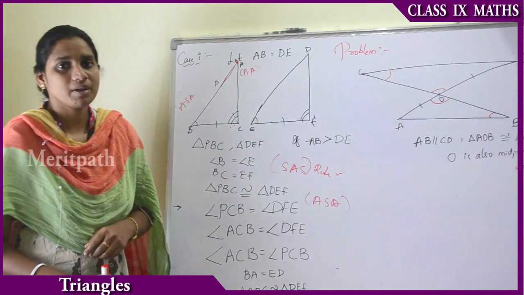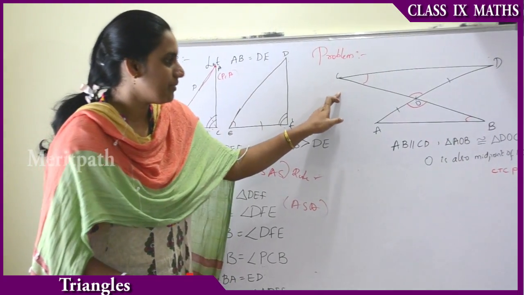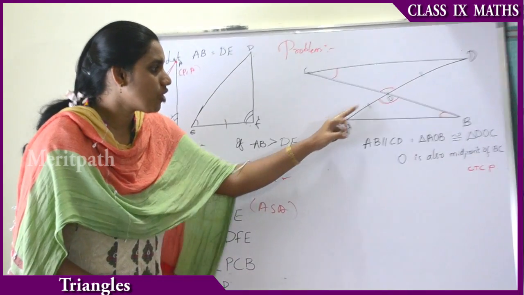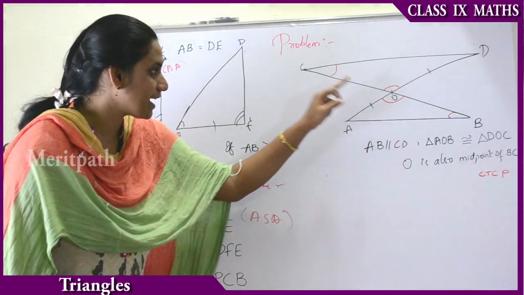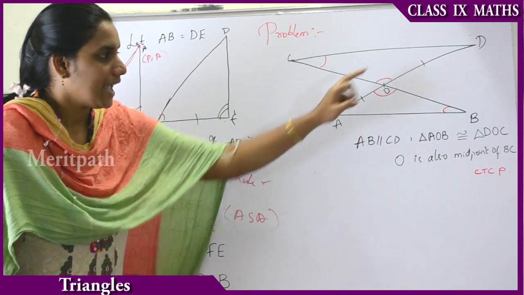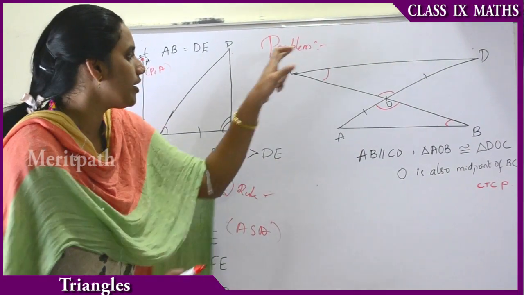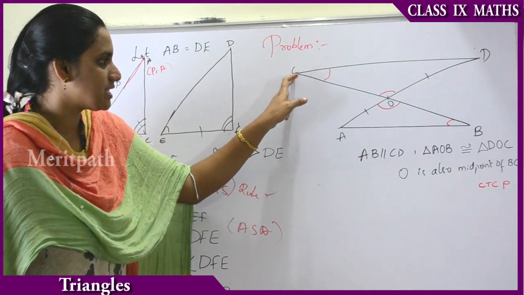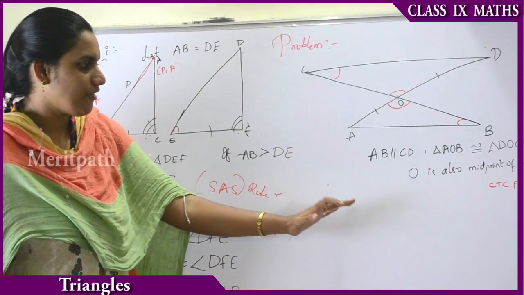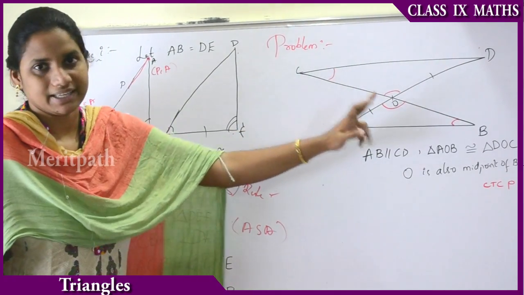Now let us see one more problem in order to understand these two rules better. Let us take a problem where AB is parallel to CD, and the triangle AOB is congruent with triangle DOC. Now, O is also the midpoint of AD. We have to prove that O is the midpoint of the line BC as well. The question gives the figure, and we have to prove that the point O is the midpoint of the line BC.